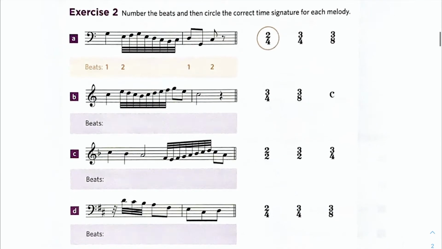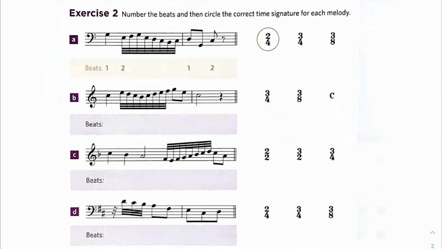Let's take a look at exercise 2 together. Number the beats and then circle the correct time signature for each melody. So here we have to number the beats at the bottom and then circle the correct time signature for each melody. Question A is done as an example.